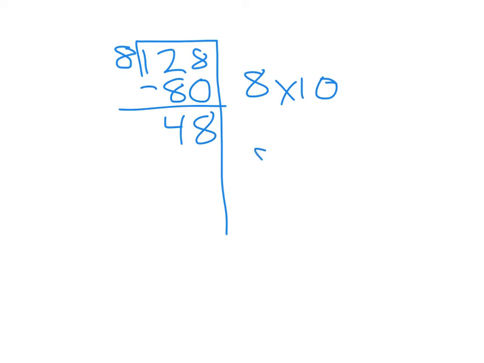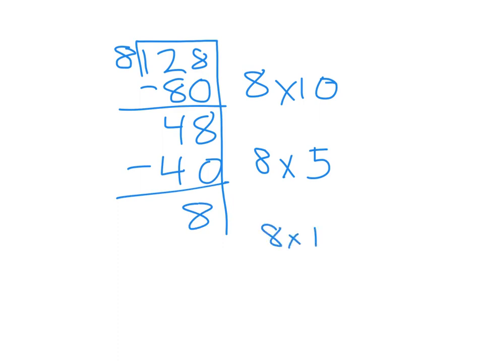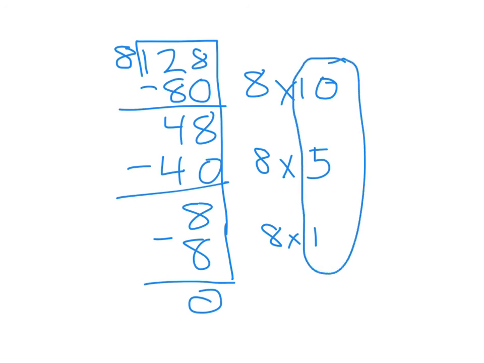So I'm going to pretend like I don't know an 8 fact that equals 48, but I do know that 8 times 5 is 40. So I'm going to use that. I'm going to subtract 40 from my 48. I have 8 left. Then I realize, oh hey, I know an 8 fact that equals 8. 8 times 1. So subtract my 8 off. I'm left with 0. And then I'm going to count what I multiplied 8 by for my answer. 10, a 5, and a 1. So my answer is 16.